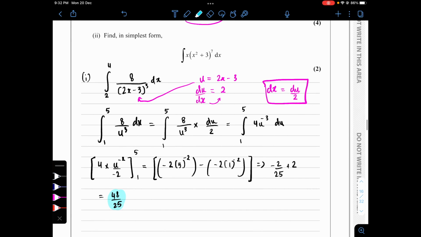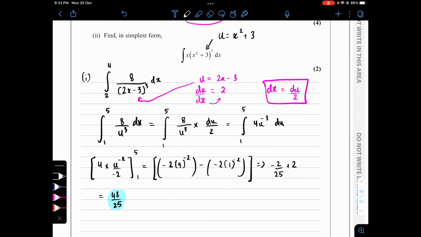Okay, so our next question is, find in the simplest form the integral of x bracket x squared plus 3 to the power of 7. Now this in itself is not that simple. So what we can do is we can take the x, right? We can put it inside. We can take this as the same thing. We can use integration by substitution, and we can say u equals x squared plus 3.